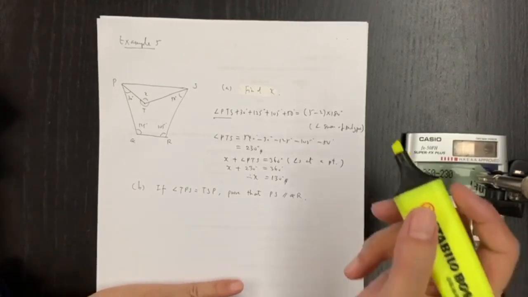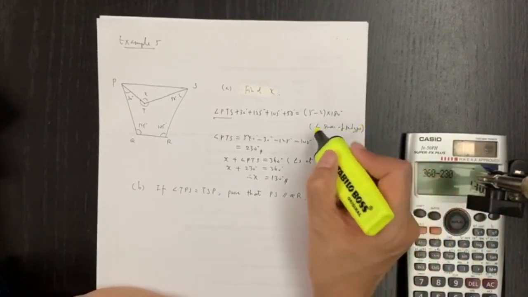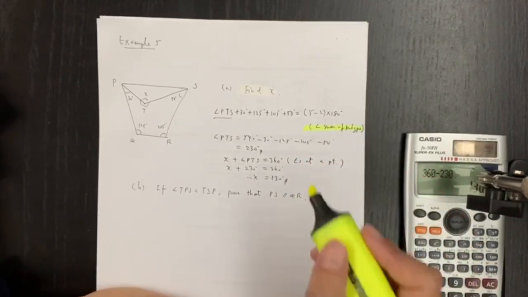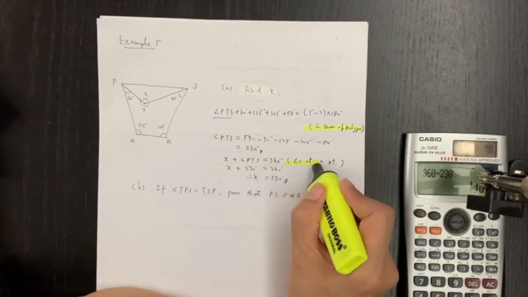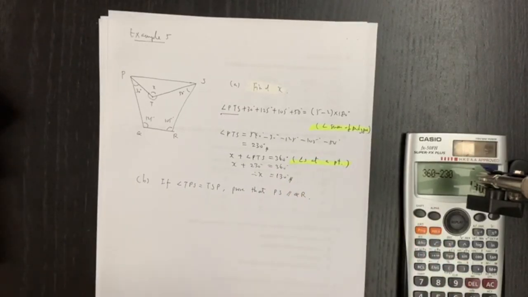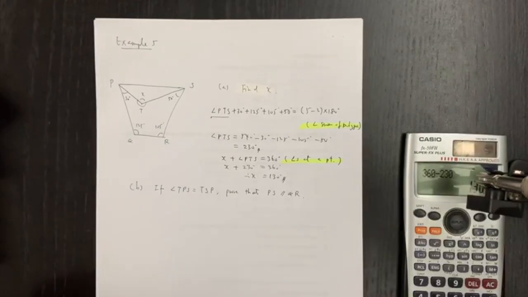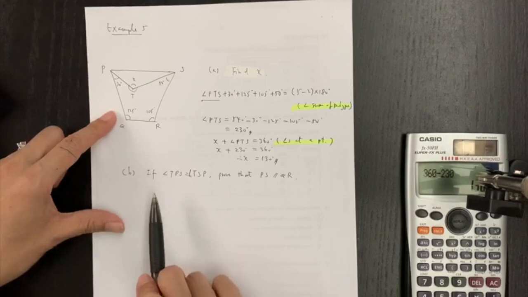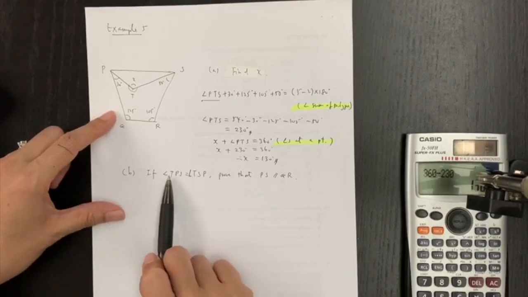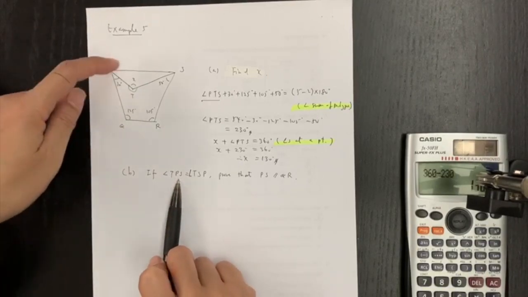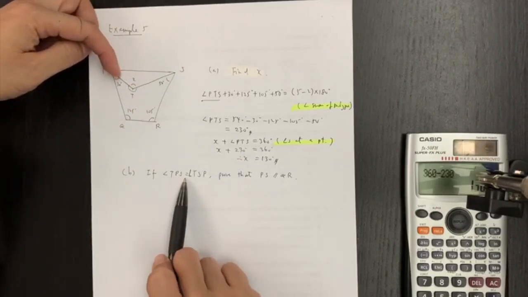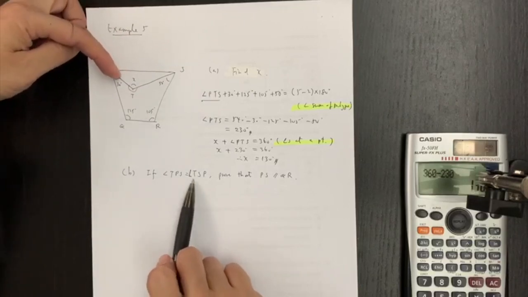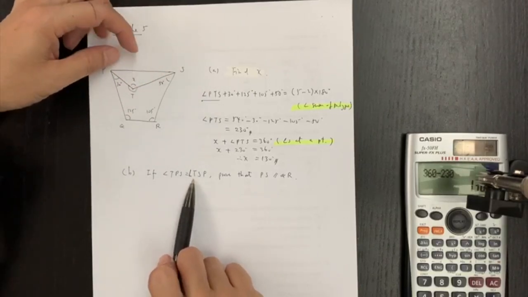So let's take a look at the references I have used here. I have used the angle sum of polygon, and then there is angles at a point. Okay, and this is part A. Now part B of example 5, the same diagram. The condition is this: angle TPS, so this angle, and this angle TSP are the same. So you can see this is an isosceles triangle.